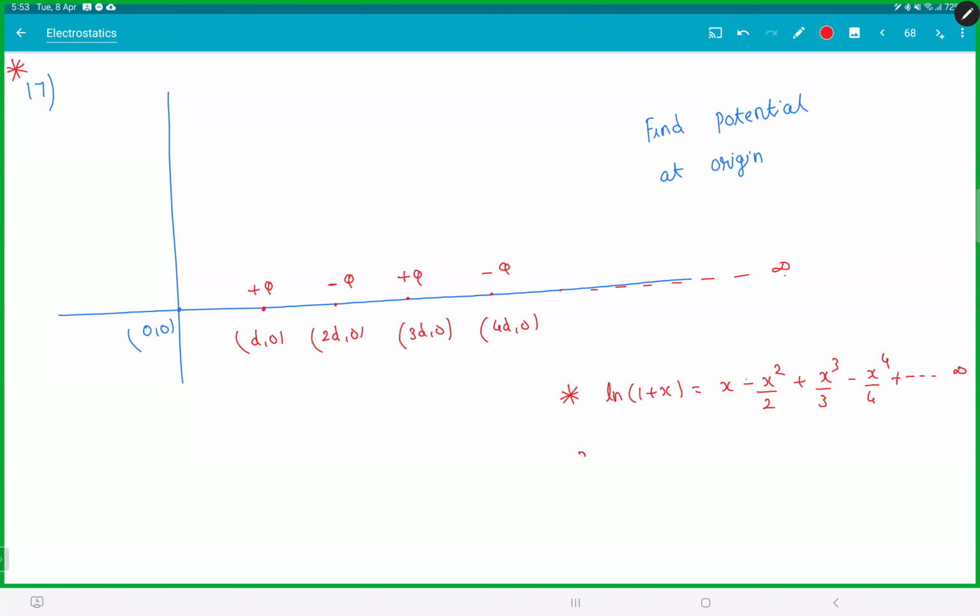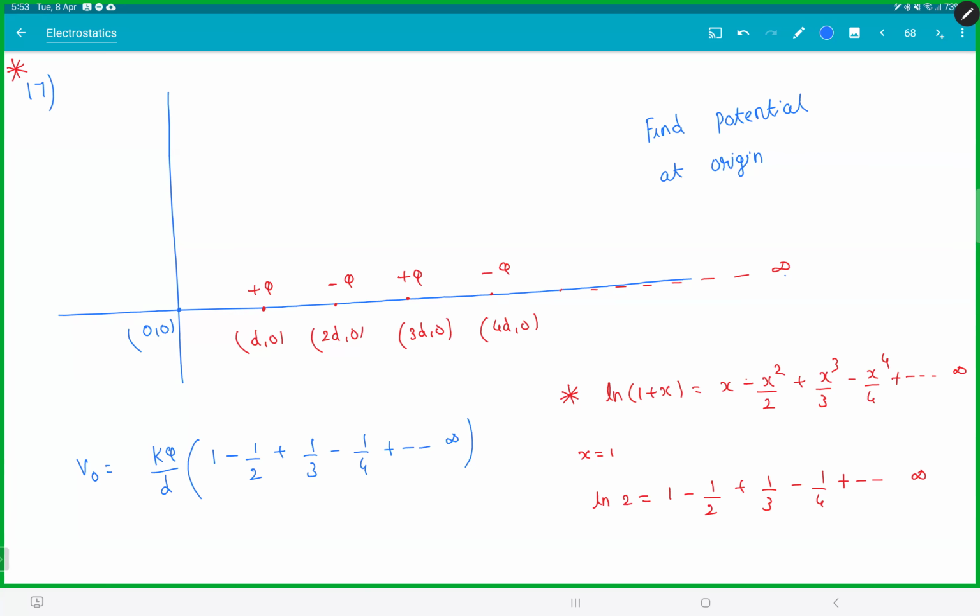So if I put x equal to 1, I will get ln 2, which is 1 minus half plus 1 by 3 minus 1 by 4, and so on till infinity. I think now you can see the sequence. So this is what you need to solve this question. The potential at the origin will be kq by d. Take this common, then you'll be left with 1 minus 1 by 2 plus 1 by 3 minus 1 by 4 and so on till infinity.